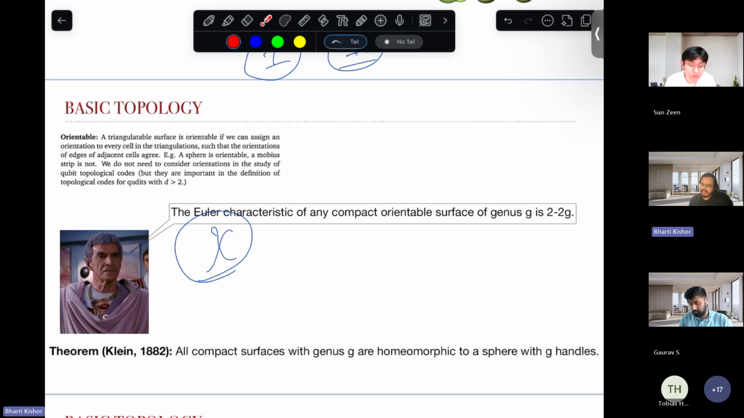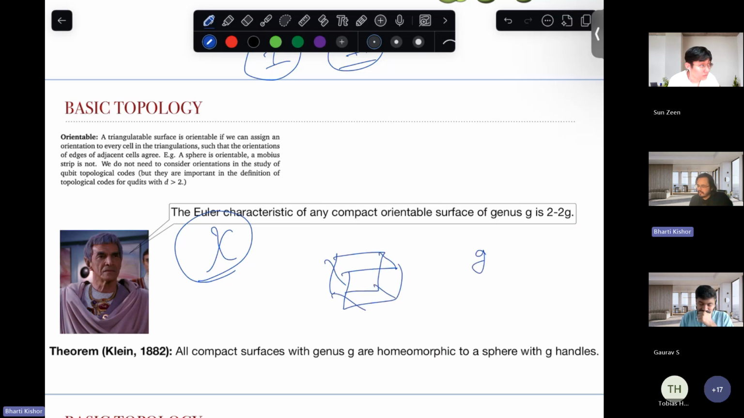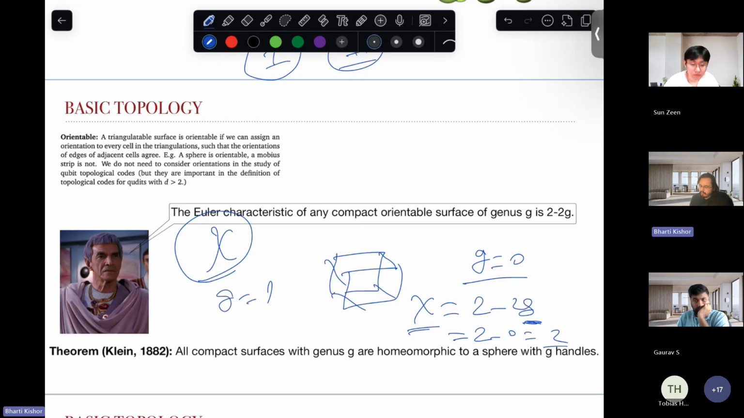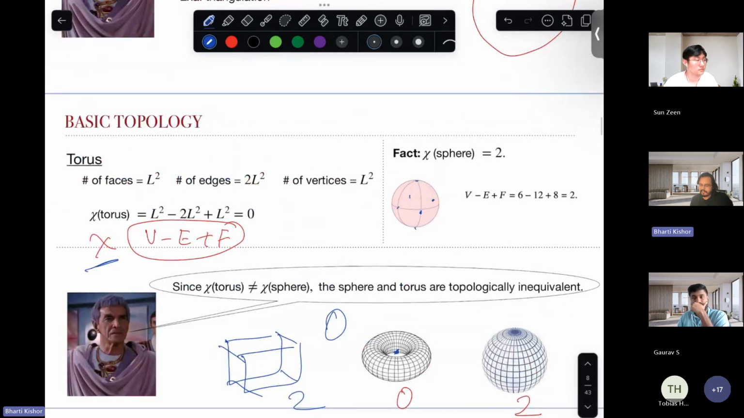So you see that for a cube, there is no handle, there is no hole. So its genus is 0. Now you calculate this chi. Chi is 2 minus 2G, and if G is 0, that is 2 minus 0, equal to 2. So for a cube, we get the number 2 back here. On the other hand, for a torus, if G is equal to 1, then 2 minus 2G is 2 minus 2, that is 0. So for a torus, we are getting 0. For a cube, we are getting 2. Like, recovering what we had here.